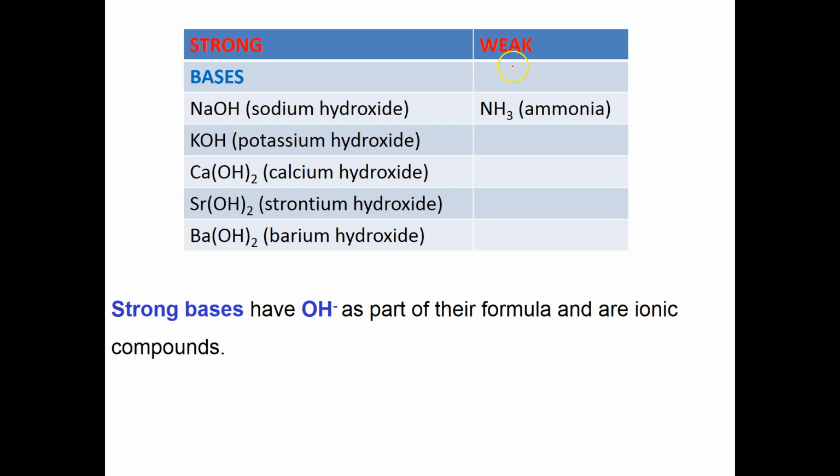Your weak bases, the ones that don't completely dissociate into ions in aqueous solution, are going to be your nitrogen-containing compounds, and perhaps the most famous of these is ammonia. So keep an eye out for ammonia. That's going to be your stereotypical weak base. Frequently, I will tell you that a substance is a weak base, but you definitely should be able to recognize that metal hydroxides are strong bases and that ammonia is a weak base.